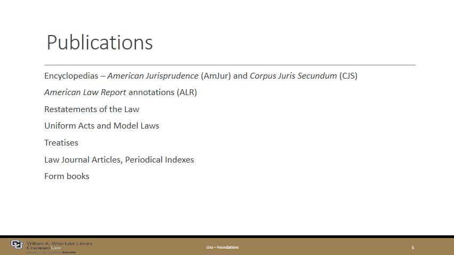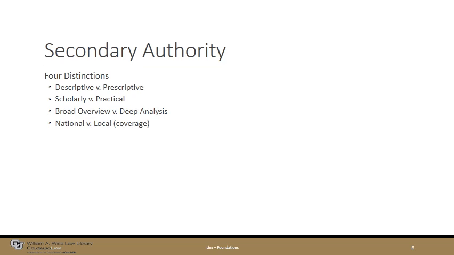And form books are also a kind of secondary authority publication. So from that long list of secondary authority publications, I think we can develop 4 distinctions within that long list. We can divide these publications by those that are descriptive versus those that are prescriptive, those that are scholarly versus those that are practical, those that provide the broad overview versus those that provide deep analysis into a subject area, and those whose coverage is national in scope versus those whose coverage is local in scope. So let's look at each of those 4 categories.